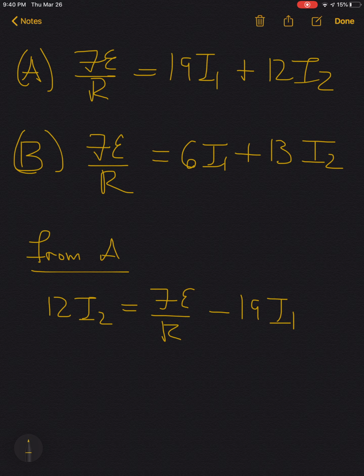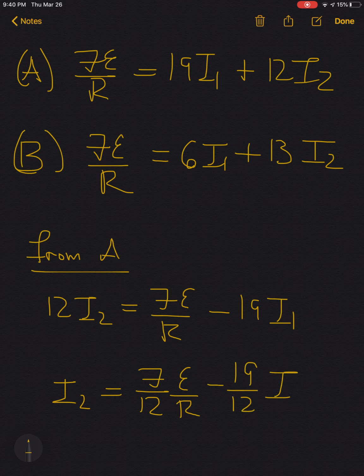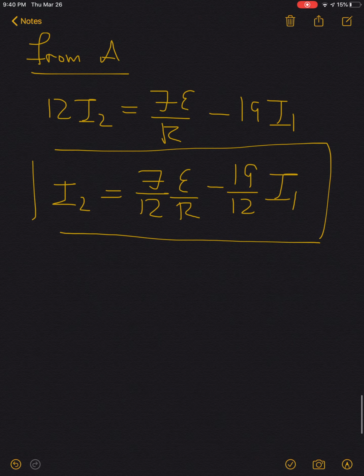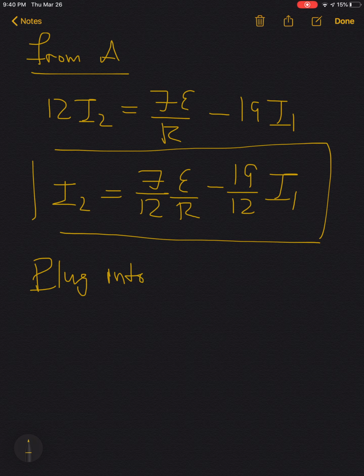And then I divide by 12 on both sides. So I2 is equal to 7/12 E over R minus 19/12 I1. That's I2 as a function of I1. And now we are going to plug this into equation B.